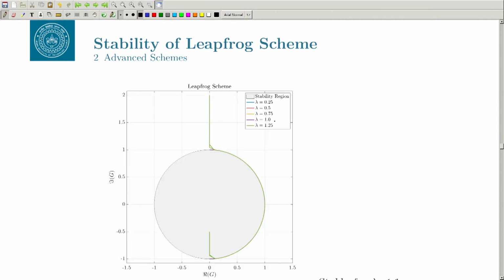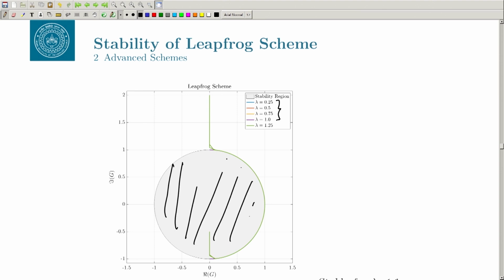For example, if you have lambda all the way from 0.25 to 1.0, everything will stay in this region. But as you see, if you go to lambda equal to 1.25 in some region, this is my phi, this angle is my phi. So, this is phi equal to pi by 2, and that will become 1.